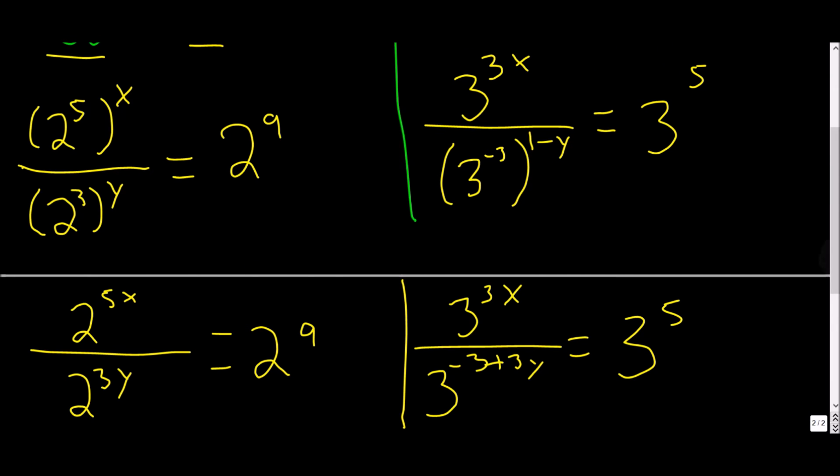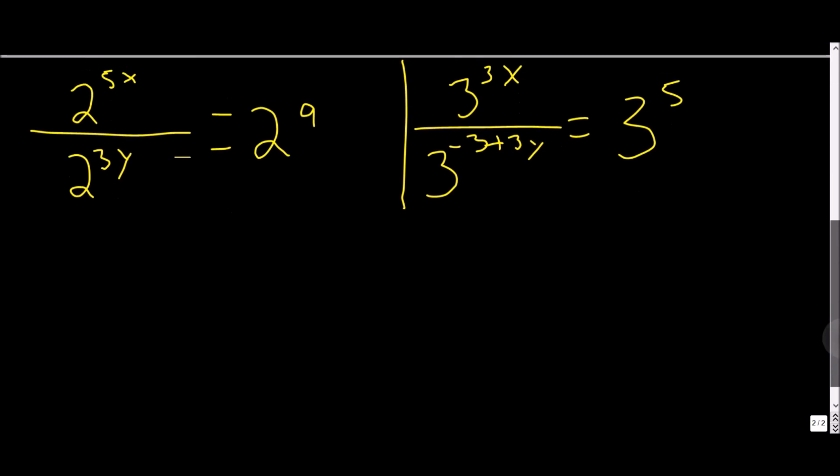So we still don't have one base on one side, one base on the other. We kind of have this thing stacked on the other side. So we kind of have to keep moving. When we know we're dividing by a same base, we subtract the exponents. What we're going to have here is 2 to the 5x minus 3y equals 2 to the 9th.